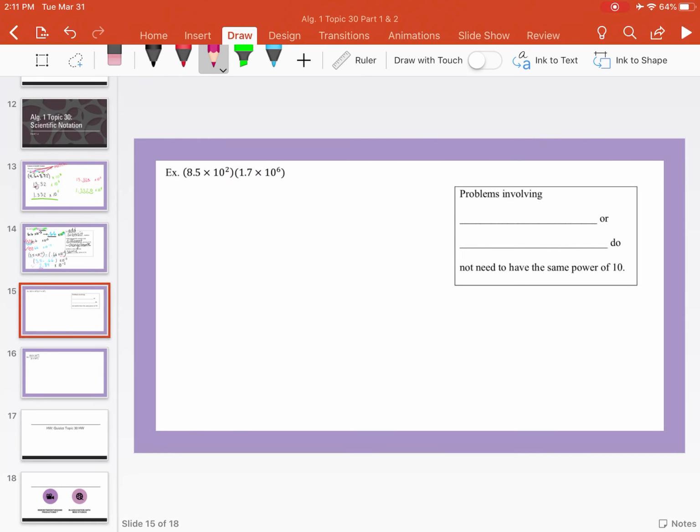Moving on to the next problem, here I'm dealing with multiplication. So I have my parentheses right here. So problems involving multiplication or division do not need to have the same powers of 10. So notice my powers here. I have times 10 to the second power and times 10 to the sixth power.